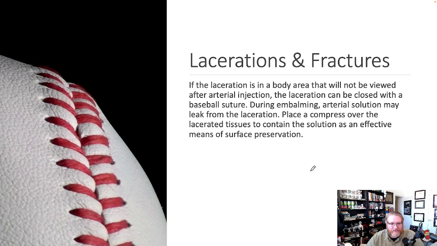If the laceration is in a body area that will not be viewed, the laceration can be closed with a baseball suture. If it's in a visible area, you're likely going to be using a hidden suture or something of that nature. During embalming, arterial solution may leak from the laceration. Place a compress over the lacerated tissues to contain the solution as an effective means of surface preservation. You can do that as well.